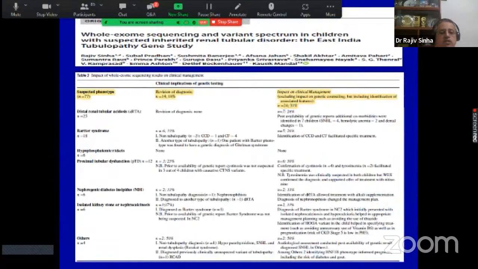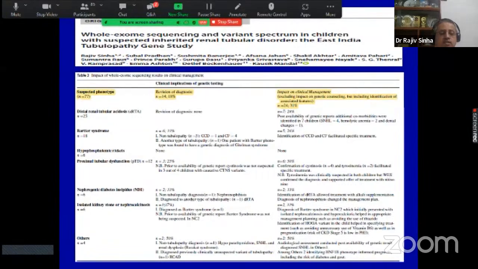But what was interesting was that whole exome sequencing helped us in revision of diagnosis in 18% of cases. And there was an impact on clinical management in 31%. So, emphasizing the importance of genetics nowadays in tubulopathy practice.